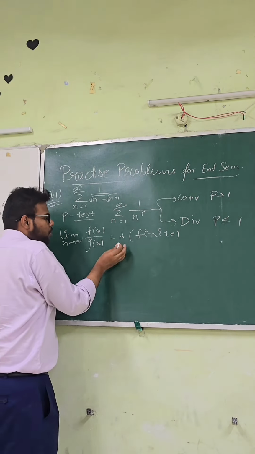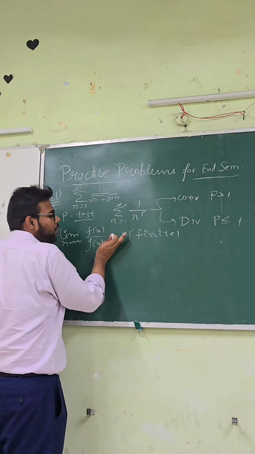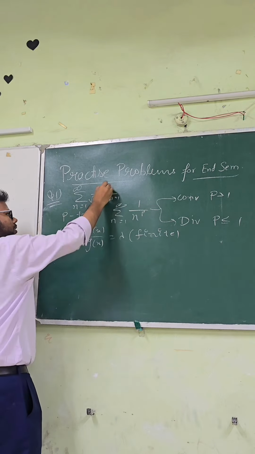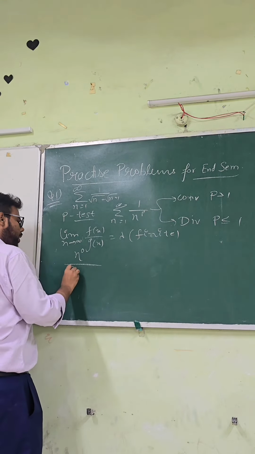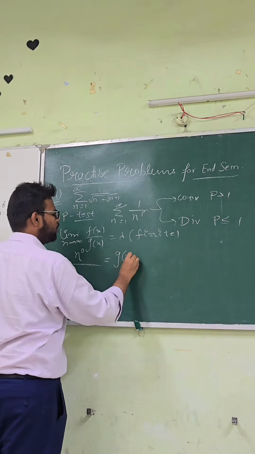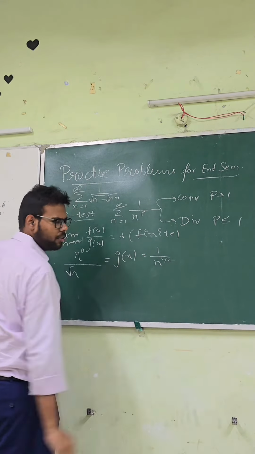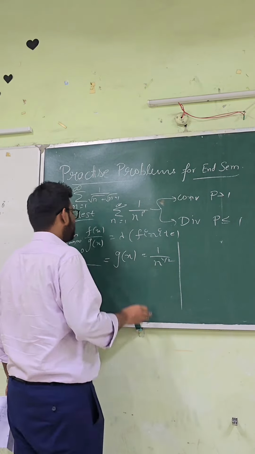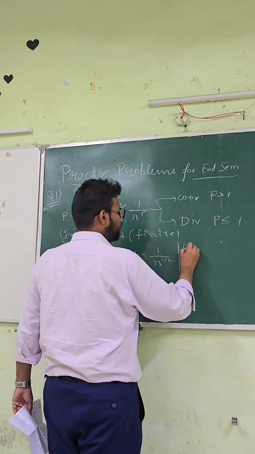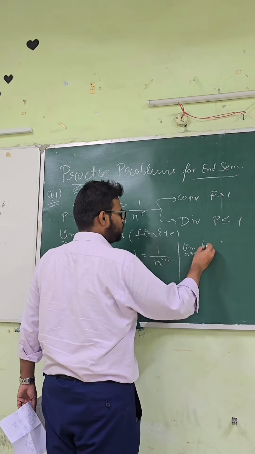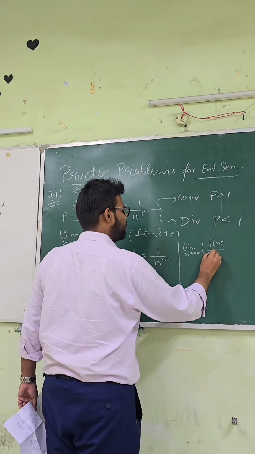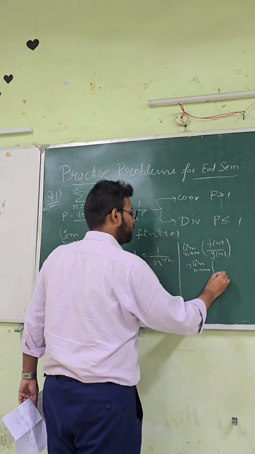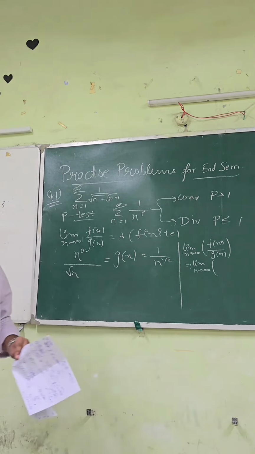So we have to choose such a function g(x) so that we get a lambda that is a finite value. Basically we choose n to the power 0 by root n, so g(x) is equal to 1 upon root n, which is n to the power 1 half. Okay, so we have got our g(x). Now let's substitute it. What do we get? We get the limit as n tends towards infinity of f(n) by g(n), and it is equal to the limit as n tends towards infinity of, let me write it over here so that it is clear.